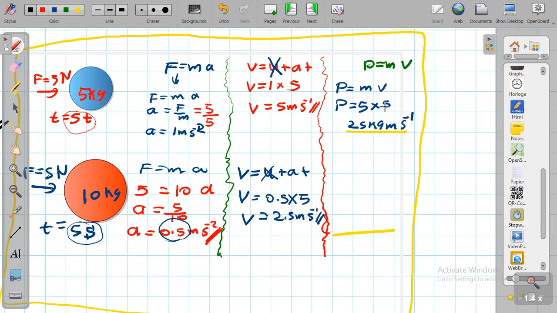Right. Now, in the final step, I am going to apply velocity and mass multiplication. What is it? Mass is 10 kilograms this time, and the velocity is 2.5. What is my momentum? 25 kg m s^-1. The important thing is not getting these answers. There is a hidden theory here.